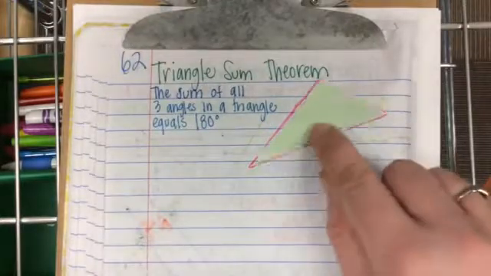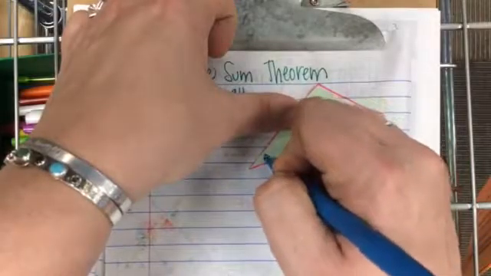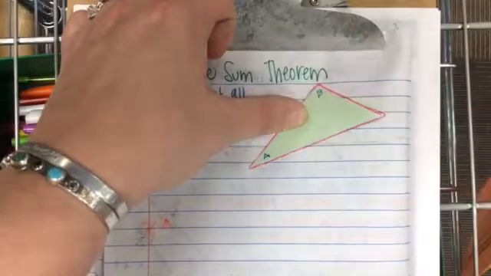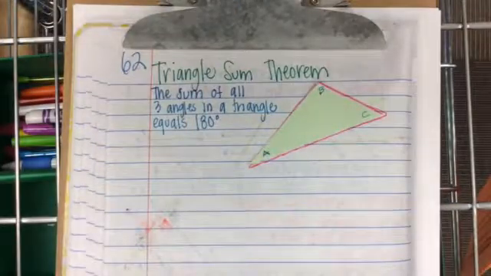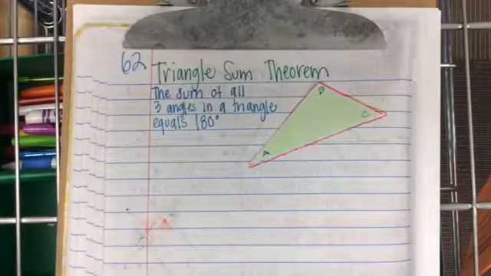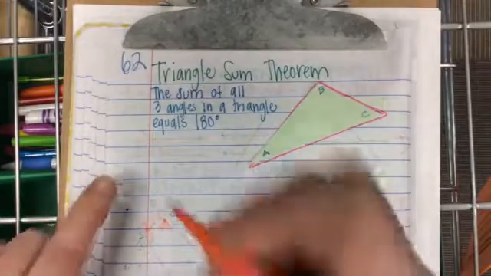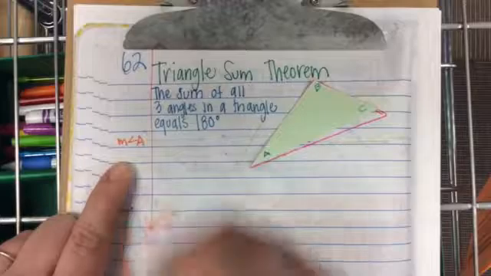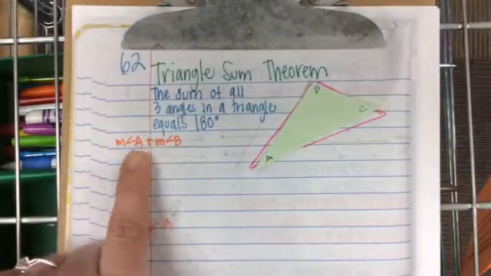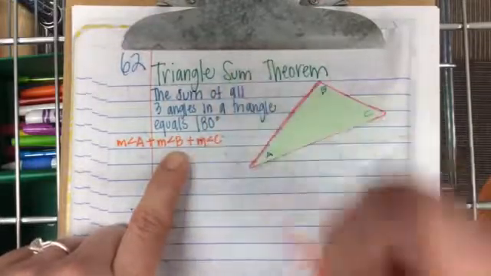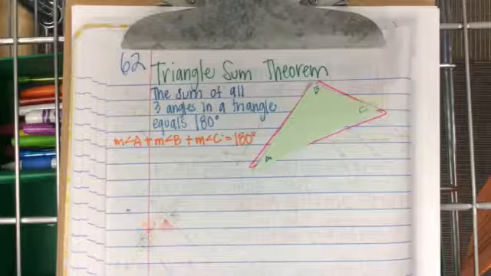Are you ready? Put your triangle in here, and we're going to label each corner. I don't care which vertex is what, but one of them is going to be A, one of them is going to be B, and one of them is going to be C. The algebraic, mathematical way of saying this would be the measure of angle A plus the measure of angle B plus the measure of angle C equals 180 degrees.